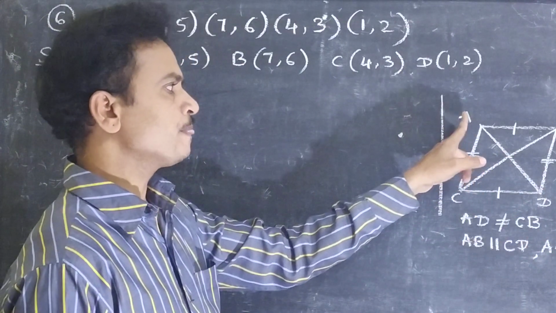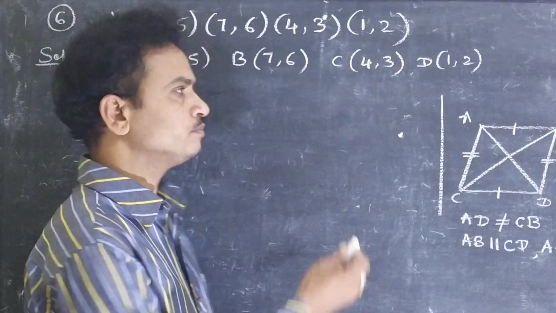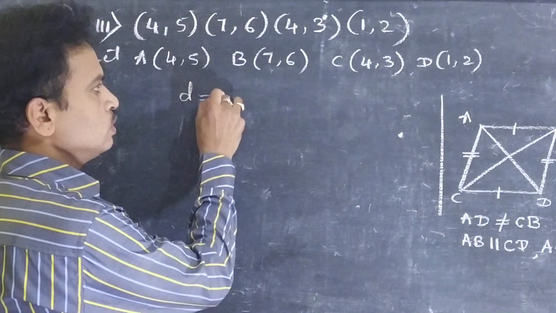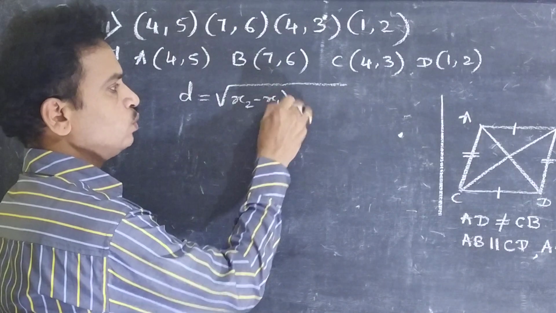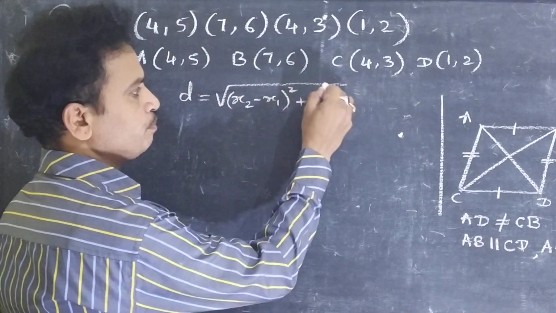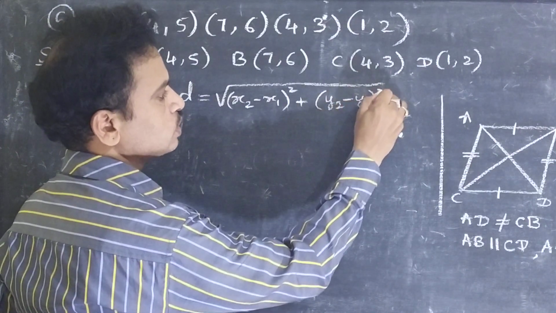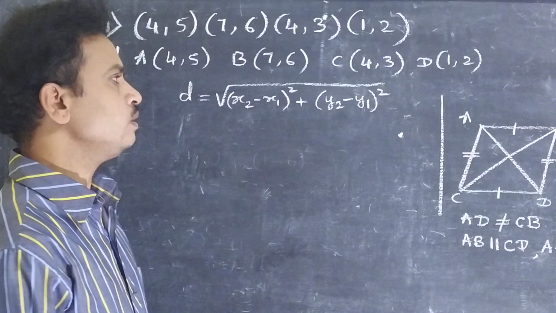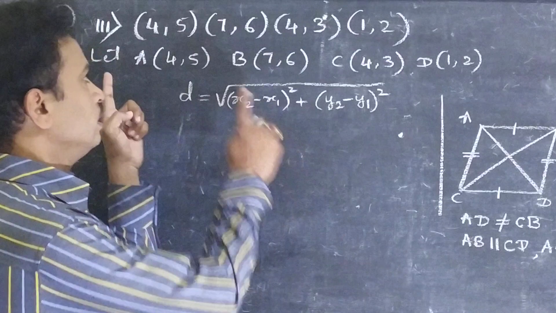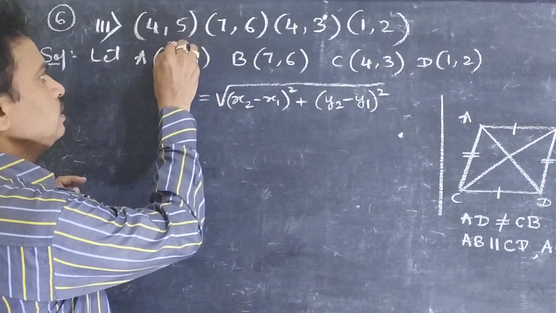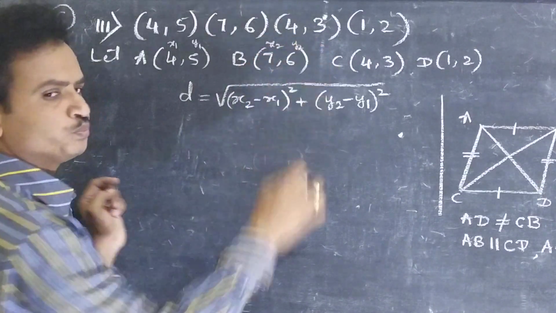Now we should find the distance between A and B. You know the distance formula: D is equal to square root of (x2 minus x1) whole square plus (y2 minus y1) whole square. First we will find the distance between A and B. Here we take A as x1, y1, and this one is x2, y2.